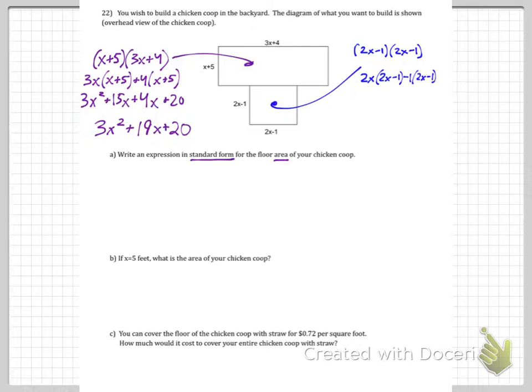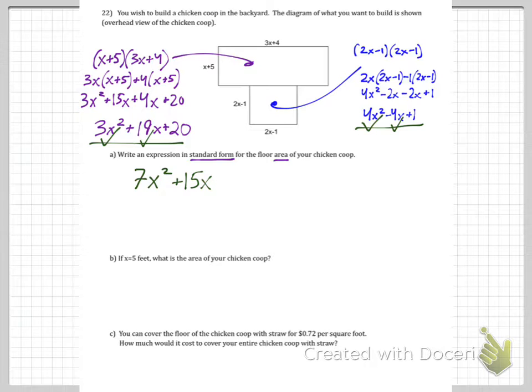For the smaller one, or the square, distribute 2x minus 1, then distribute each of the parts, combine like terms, and you get 4x squared minus 4x plus 1. So, to write the expression in standard form, we need to combine like terms. 7x squared is when you add 3x squared and 4x squared. When you add 19x and negative 4x, you get 15x. And when you add 20 and 1, you get 21. Check, check.